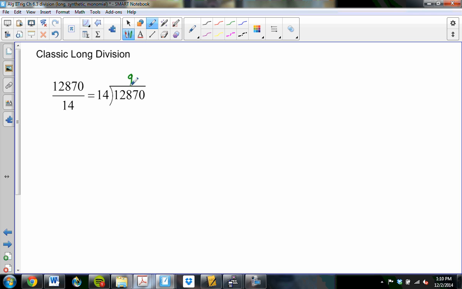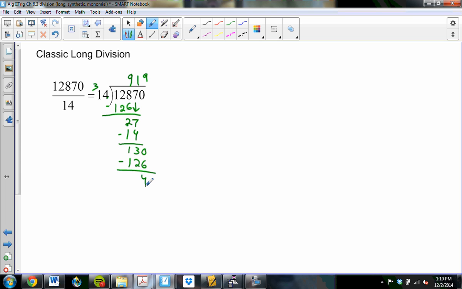Since I'm going into 128, the number I'm plugging in goes into the last digit. 9 times 14 is 36, so 6 goes there and 3 goes there. 9 times 1 is 9, plus 3 is 12. And I subtract: 128 minus 126 is 2. 2 is smaller than 14, and that's a good thing. So I drop down this 7, I get 27. 14 goes into 27 once. 1 times 14 is 14. Subtract again. 14 goes into 130. 9 times again. So I know that 9 times 14 is 126. Negative 4.